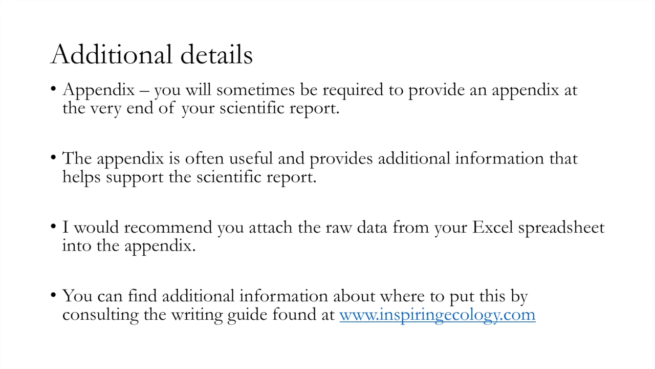So we don't want to post the raw data into our results. The results section is reserved for our tables and graphs that tell us information pertinent to our hypotheses. The appendix can be an area where we can maybe add supplementary material that helps tell the story. And again, if you go into my website, inspiringecology.com, and you look at the writing guide, you can see the subheadings there where the appendix would fit into your scientific report. So yeah, it's important. If you can add your raw data, then please do. It would be great to see your information and how you came up with your results.